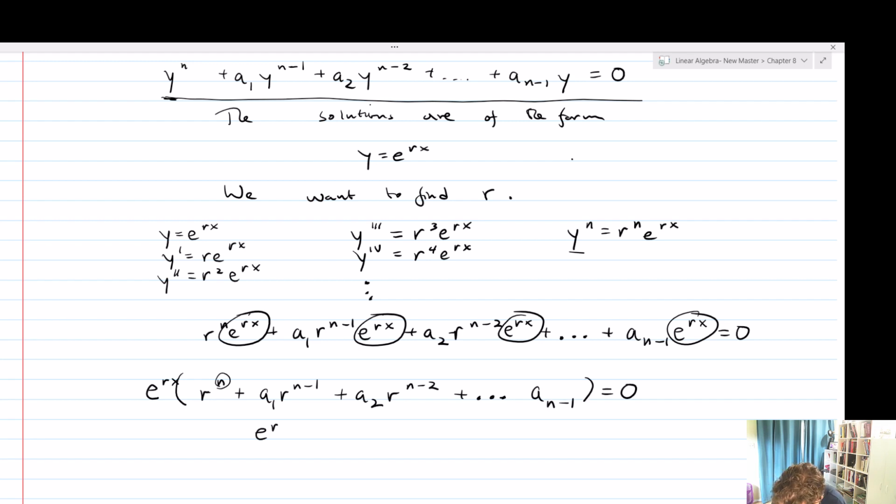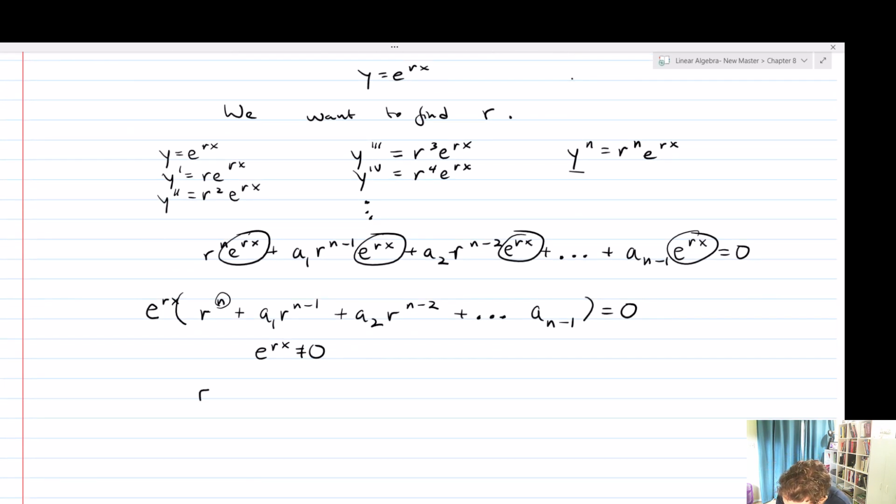E to the rx cannot equal 0. It never does, right? Okay, e to any power is never going to equal 0. So what that means for us is that r to the n plus a1 r to the n minus 1 plus a2 r to the n minus 2 plus dot, dot, dot, a sub n minus 1 has to equal 0. Okay, it has to equal 0.